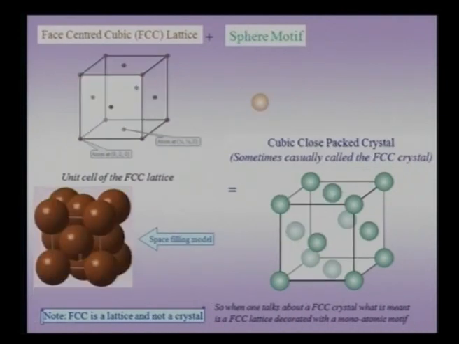The next crystal we consider is made out of the face-centered cubic lattice, and as I mentioned before, when I say in isolation the word face-centered cubic, the acronym FCC, it refers to a lattice and not to the crystal.